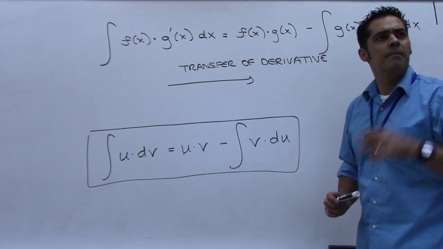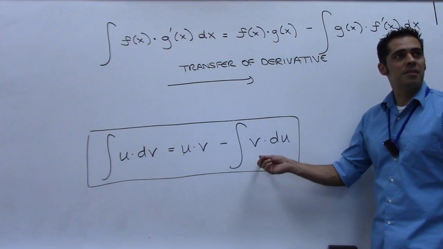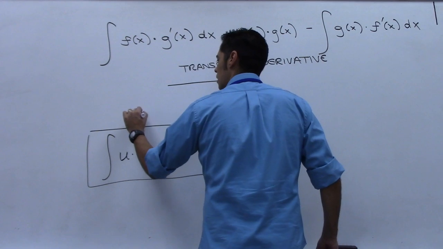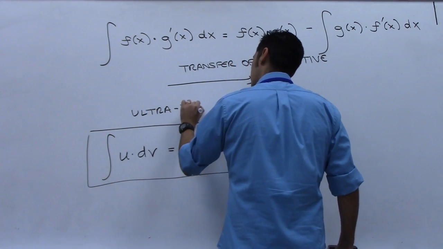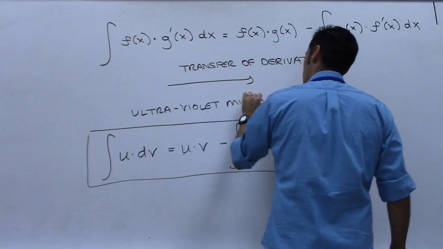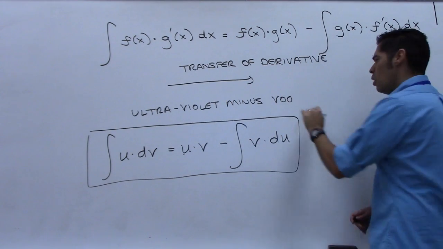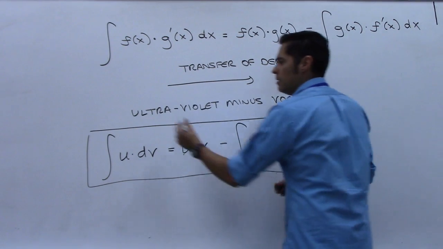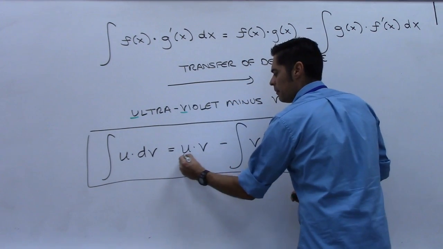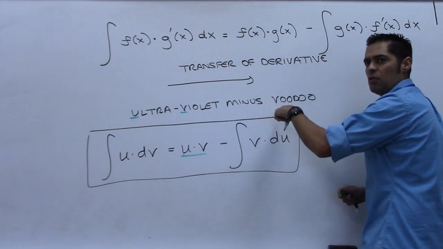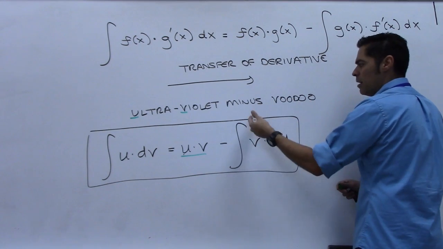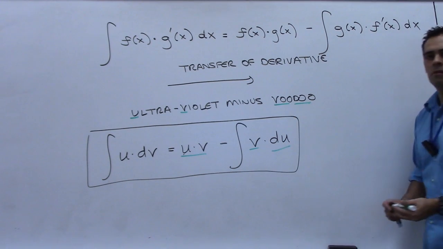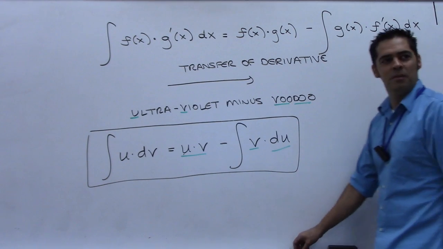And you know what? I forgot to write it in my notes. I meant to write this in my notes, not the v prime. So look at this and then say to yourself, ultraviolet minus voodoo. So ultraviolet, u times v, minus, now there's an integral here, you just have to remember the integrals, minus the new integral, which is voodoo. Ultraviolet minus voodoo.